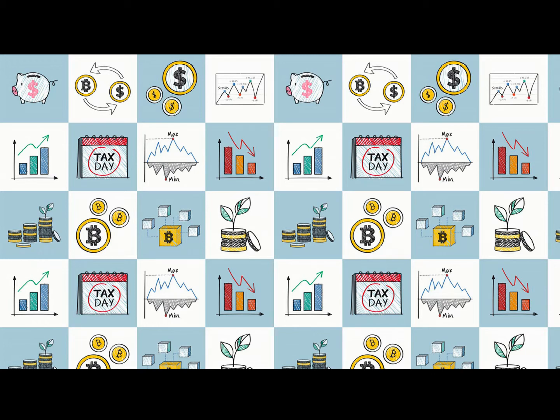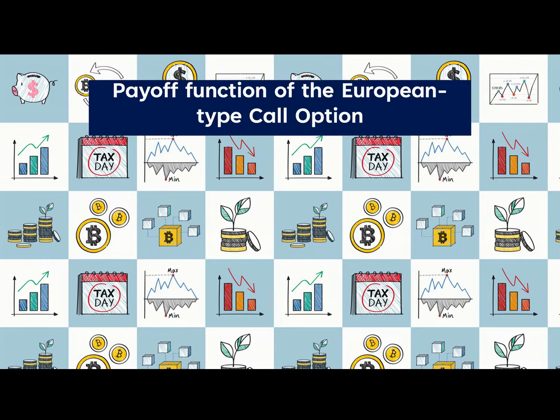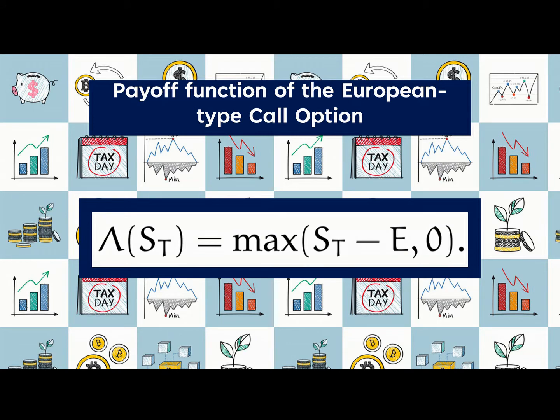Now that we understand this, we can price a European call option under the risk neutrality assumption. To do this, we'll use the binomial methodology to find the fair price of the financial instrument. The payoff function of the European type call option is the maximum between the stock price at time t minus the strike price and 0.